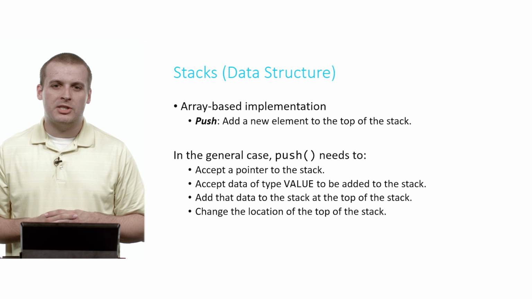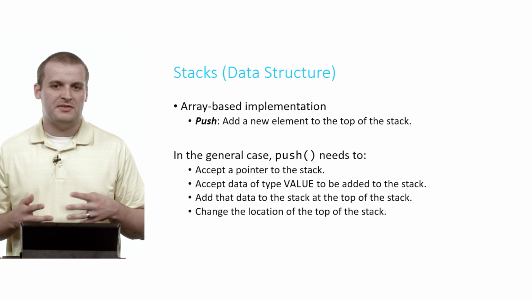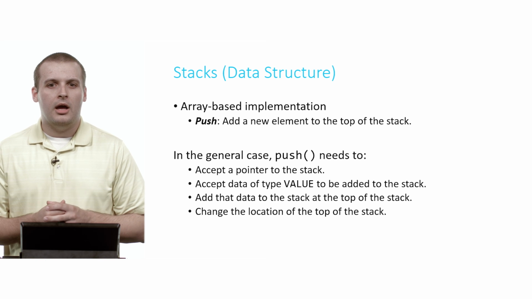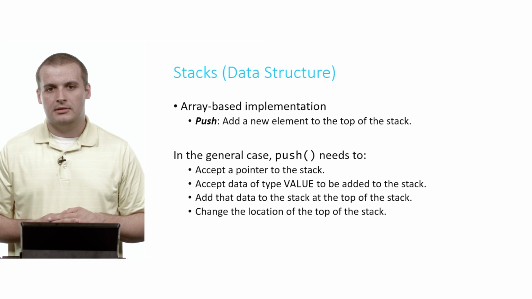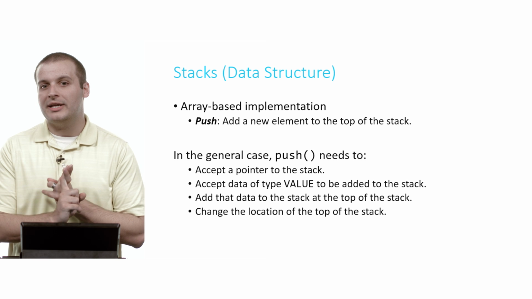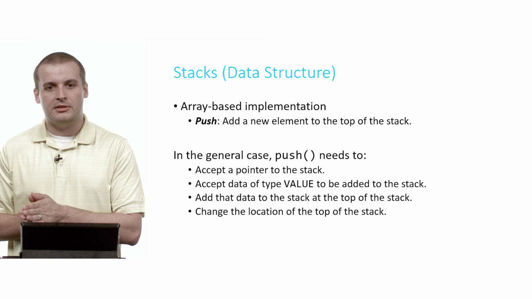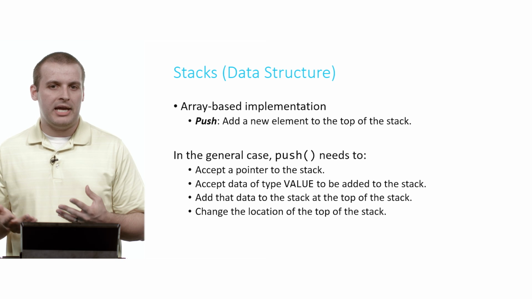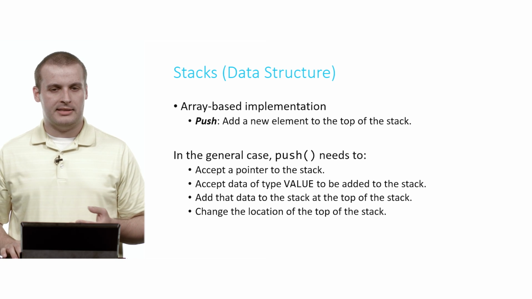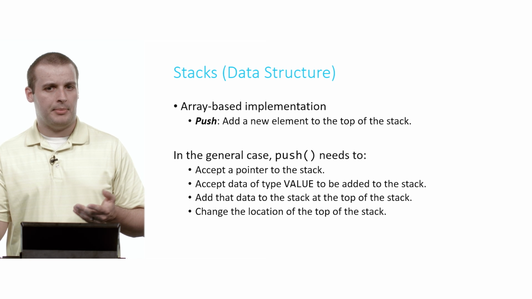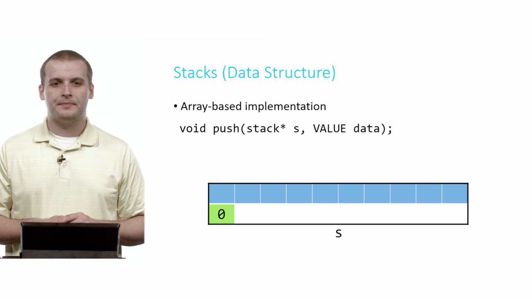The other thing push probably wants to accept is a data element of type value, in this case, again, integer, that we're going to add to the top of the stack. So we've got our two parameters. What are we going to now do inside of push? Well, simply we're just going to add that element to the top of the stack and then change where the top of the stack is, that s.top value.